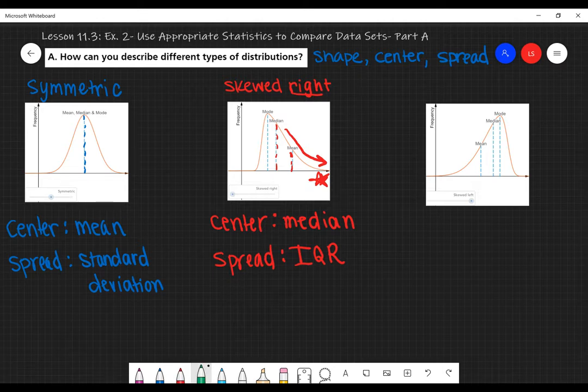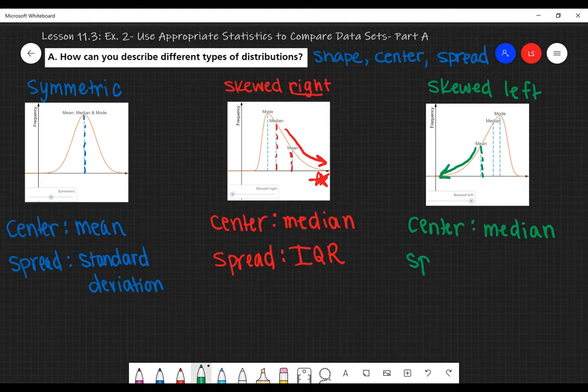And the last one we can look at is skewed left. Very similar to our other skew, think about the tail going down to the left with your mean on the left of your median. So in this case, it's the exact opposite. We have a lot of lower values that are skewing our mean. We're still going to use our median to calculate our center. And for our spread, we'll still use our IQR, our interquartile range.